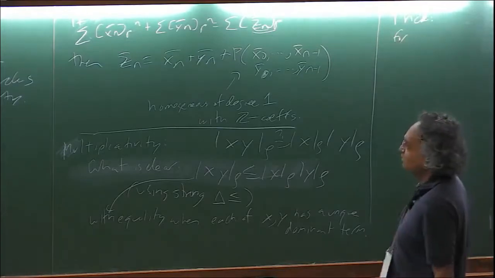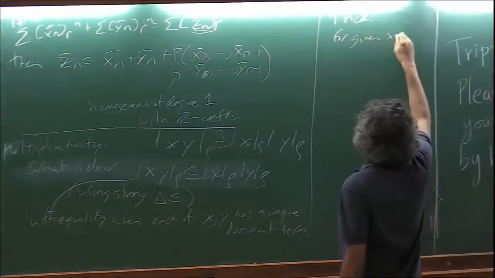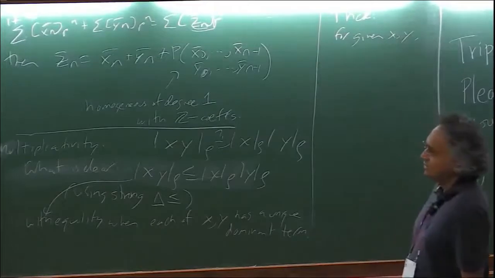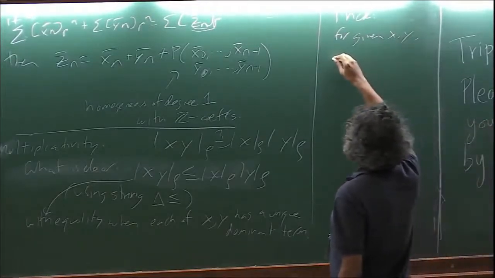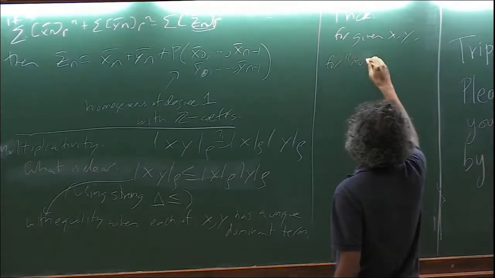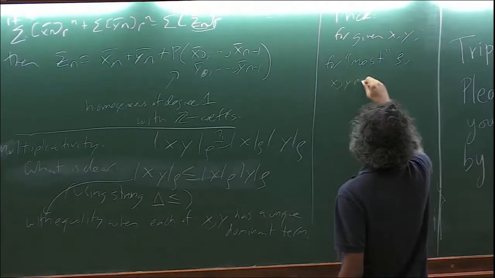You might be thinking of this as, well, I first fix rho and then I quantify over all x and y. But there are three for-all quantifiers in that statement. So let me just switch the order. Let me first quantify over x and y and then vary rho. For given x and y, that's the thing. If you vary x and y, then for most rho, x and y each have only one dominant term.